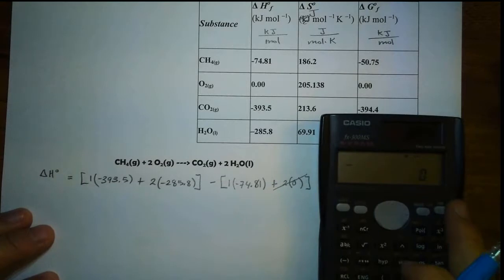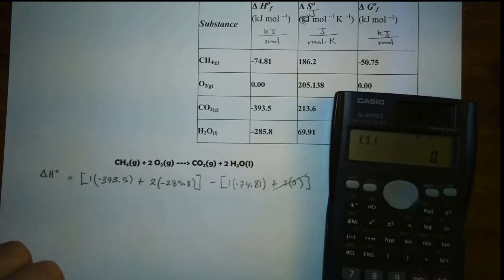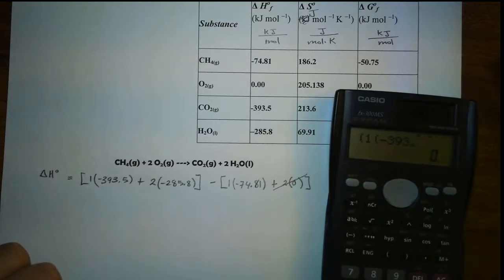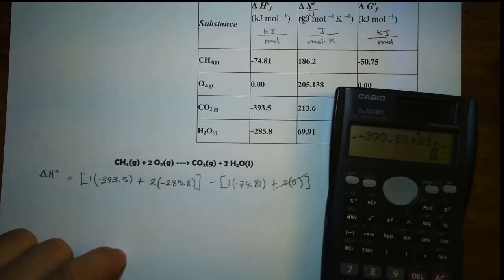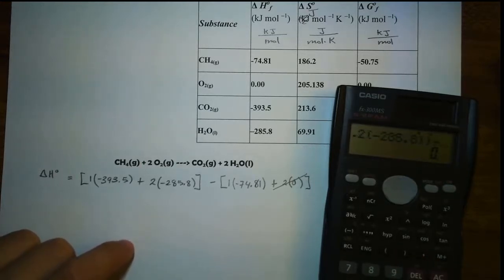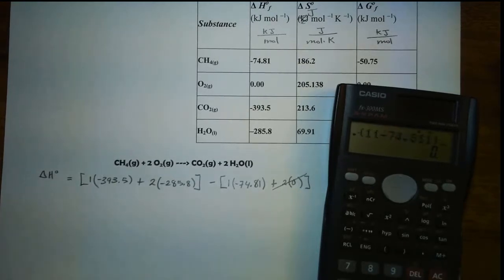Now let's plug into the calculator. So again, every time you see the bracket, just put parentheses. So we have parentheses 1, parentheses negative 393.5, parentheses, plus 2, parentheses negative 285.8, parentheses right there, and then parentheses again, okay, minus parentheses 1, parentheses negative 74.81, parentheses, and then parentheses again.